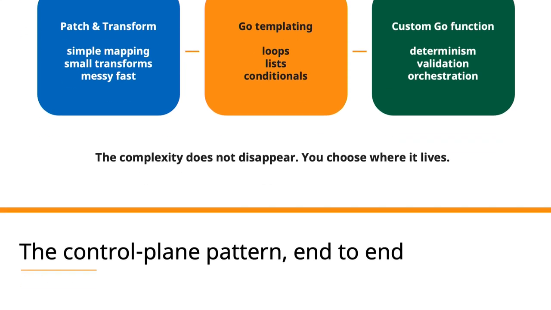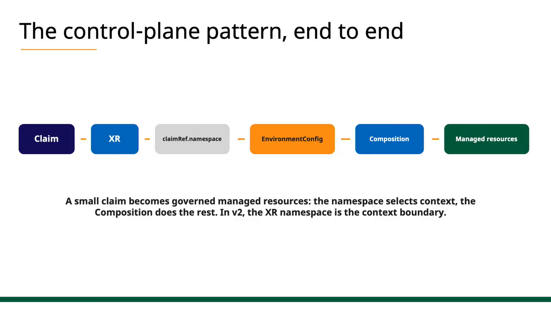All right. And so here's a nice overview. So you have the claim, now it's gone in V2. Then you have the composite resource. And in the composite resource, you have a claim ref, you know the namespace. And from this, we can choose the right environment config. And then we have all the context we need and can, with the composition, build the managed resources.